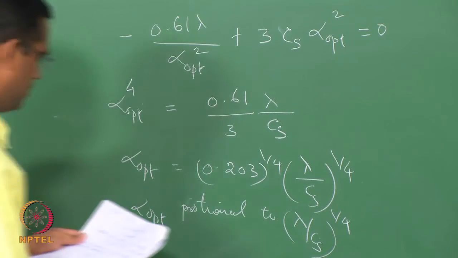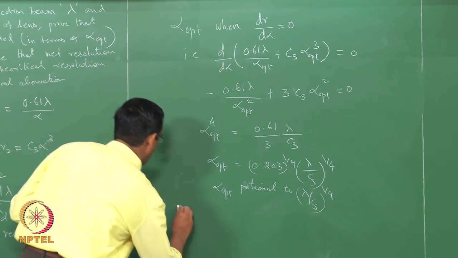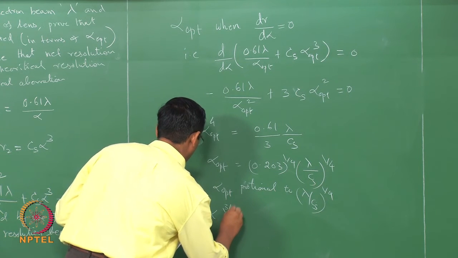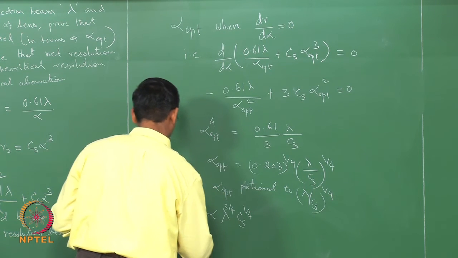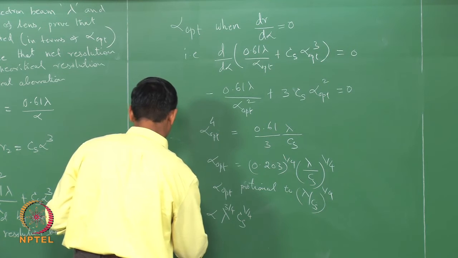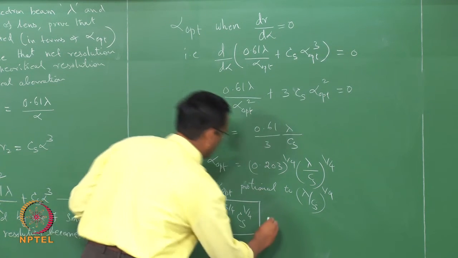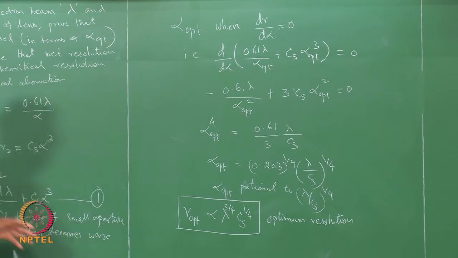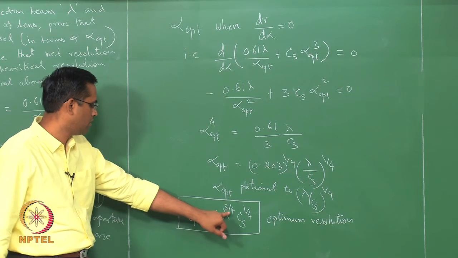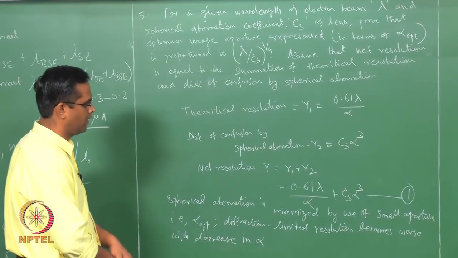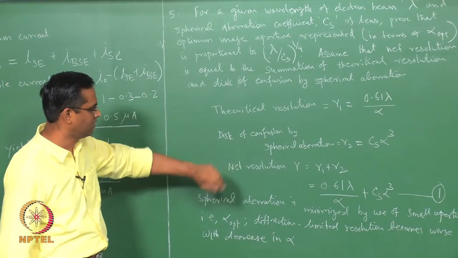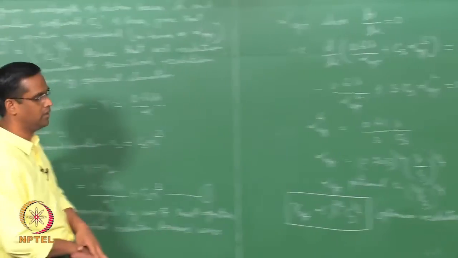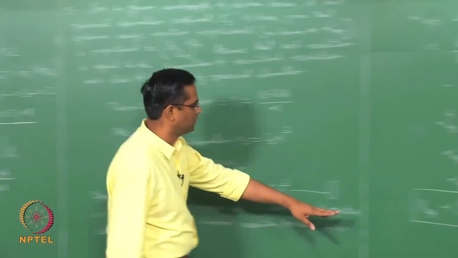So you can substitute this into equation 1, and you will get R opt proportional to lambda to the power 3 by 4 and Cs to the power 1 by 4, for optimum resolution. So R opt is proportional to lambda to the power 3 by 4 and Cs to the power 1 by 4, which gives an expression for this given condition. If you assume this, the disk of least confusion will be proportional to these quantities. So that is the physical meaning here. The assumption made here will result in this kind of an expression.